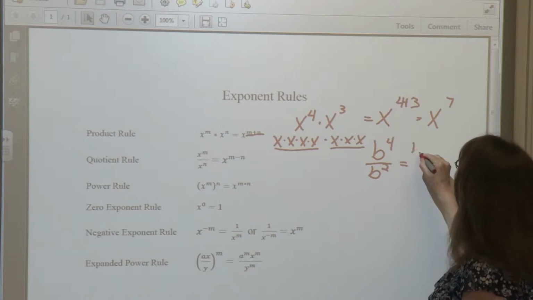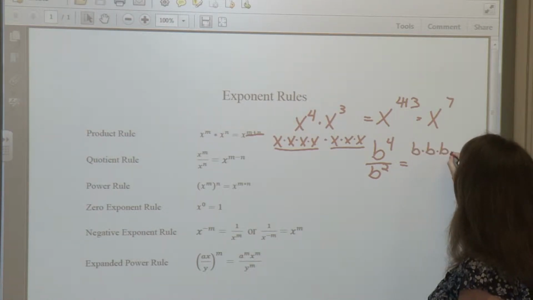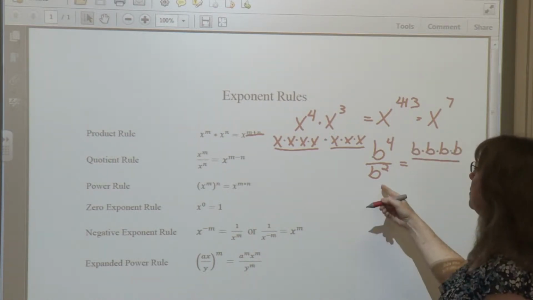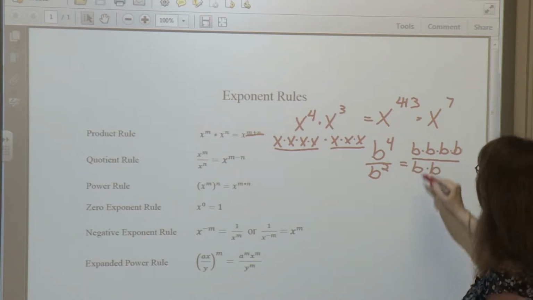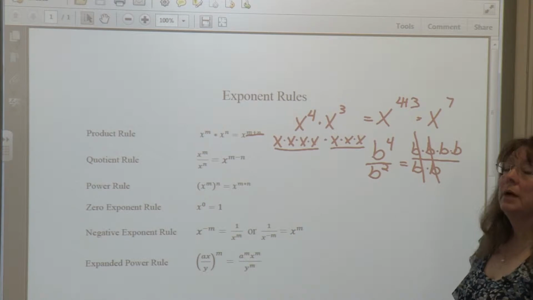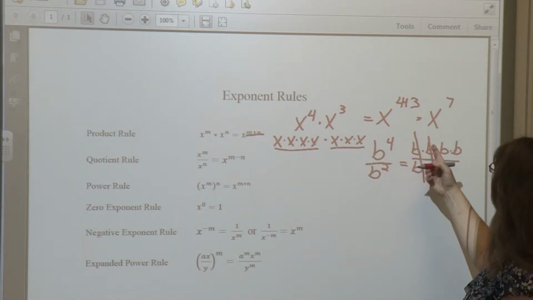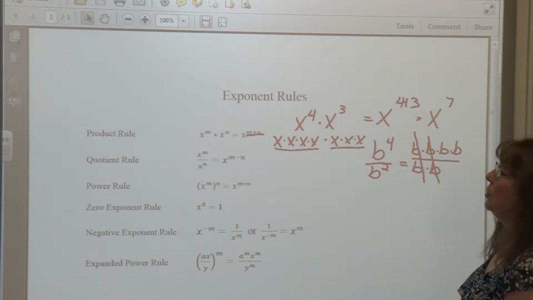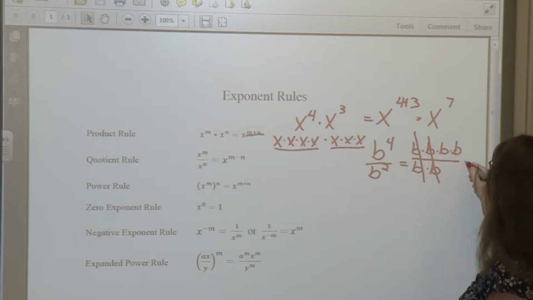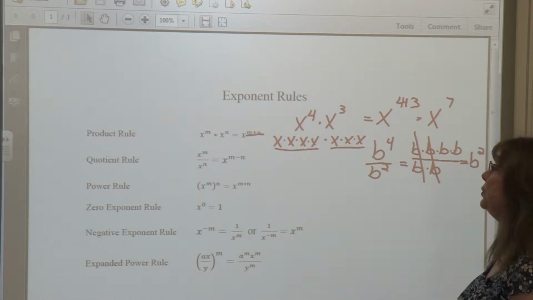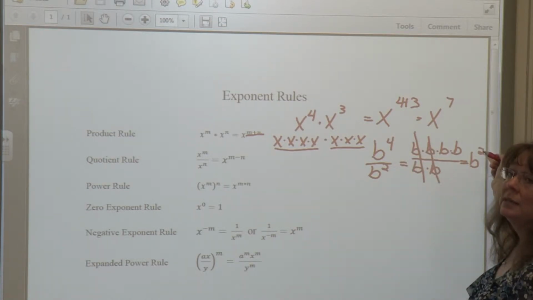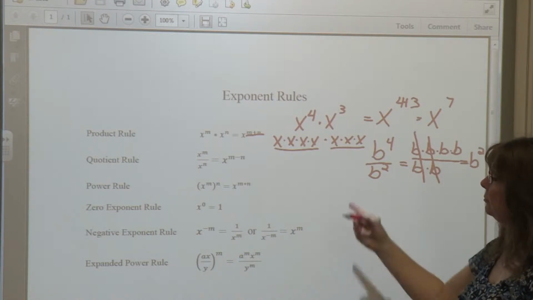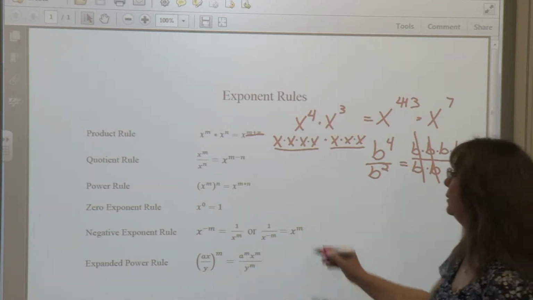B to the 4th means I'm multiplying b with itself 4 times. B squared means I'm multiplying b with itself twice. And if I use my idea of canceling factors that are alike, I'll notice I've got a b on top and bottom that disappear. And then I still have those two b's multiplied together, or b squared. If you use the rule, you'd be doing 4 minus 2, or getting 2 as the exponent. A power to a power works the same way.